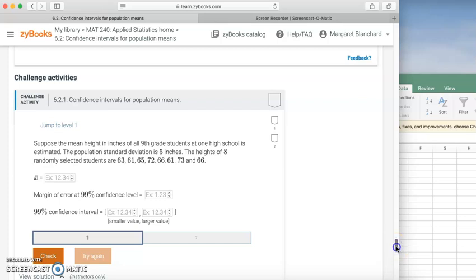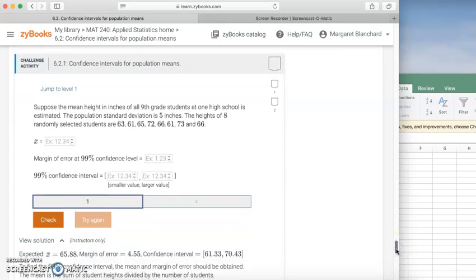Module 6, Challenge Activity 6.2.1. Suppose the mean height in inches of all ninth grade students at one high school is estimated. The population standard deviation is 5 inches.